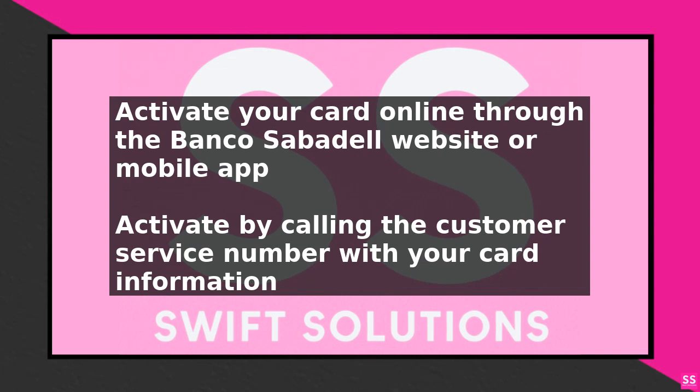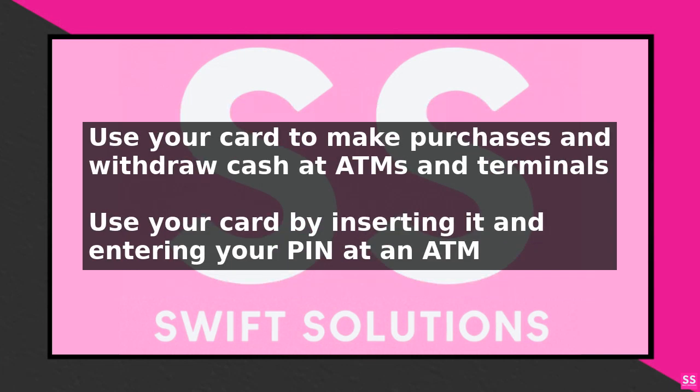After activating your card, you can use it to make purchases, withdraw cash, and access your account information at ATMs and point-of-sale terminals. To use your card at an ATM, insert your card, enter your PIN, and select the desired transaction type. For purchases, simply present your card to the merchant and enter your PIN or provide a signature as required.